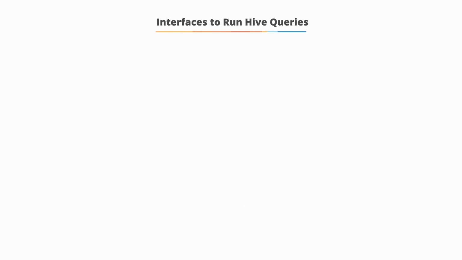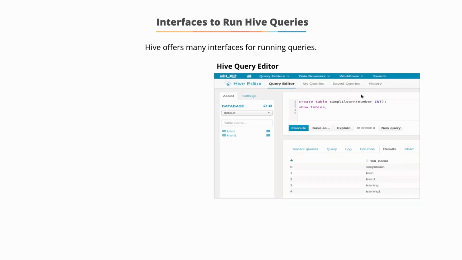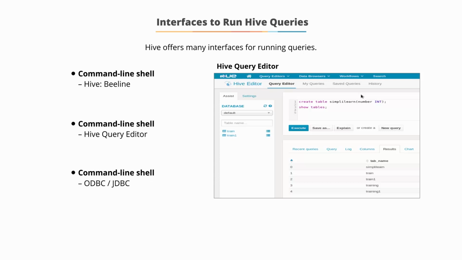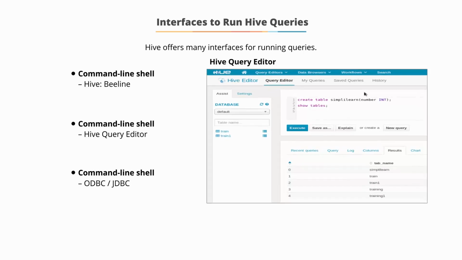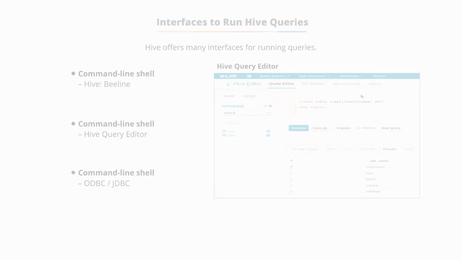Interfaces to run Hive queries. Hive offers many interfaces to run queries. The screen displays the Hive query editor. The command line shell for Hive is called beeline. Similarly, in the Hue Web UI, you can access Hive through the Hive query editor. You can also connect to Metastore Manager through the Open Database Connectivity / Java Database Connectivity driver, popularly known as ODBC/JDBC. In the next few screens, you'll view the screenshots and the demonstration to understand how to run queries using various interfaces.